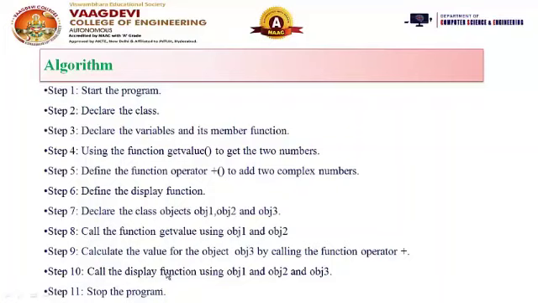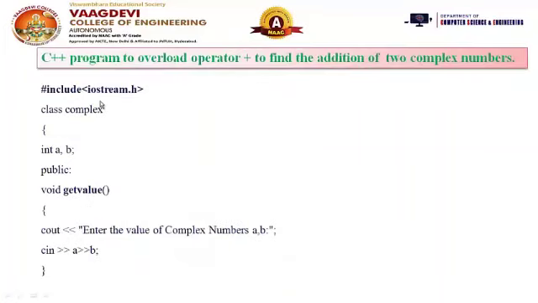Now let's see a program to demonstrate operator overloading. The C++ program begins with #include iostream.h. It is the predefined library function. The header file iostream should be included at the beginning of all C++ programs that use input-output statements.